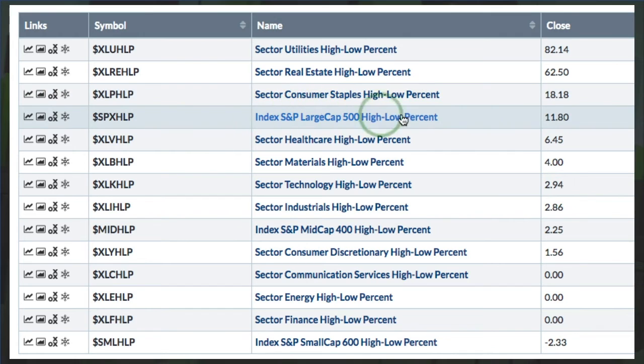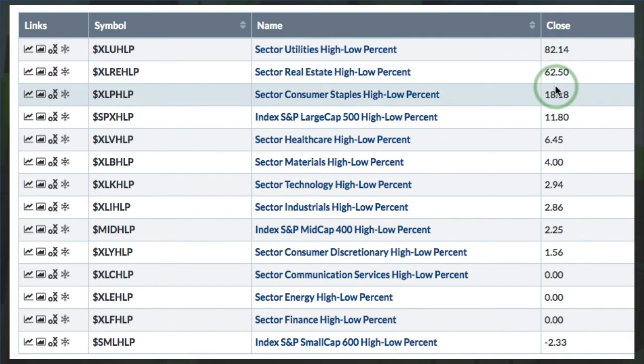All right, there's the S&P 500, kind of a benchmark. Everything above has more new highs relative to the S&P 500. Everything below has fewer new highs. And look at small caps, actually have more new lows than new highs.